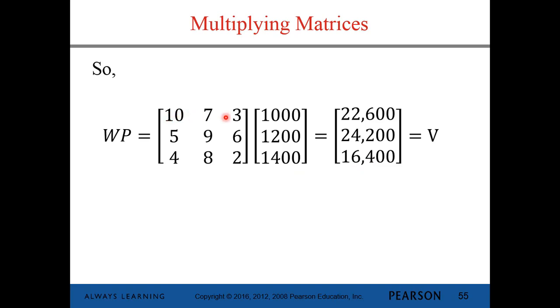So we're multiplying the products of each one and then adding them together. So this times this plus this times this plus this times this. And then this times this plus this times this plus this times this, and so on and so forth. And that's how we get this one.